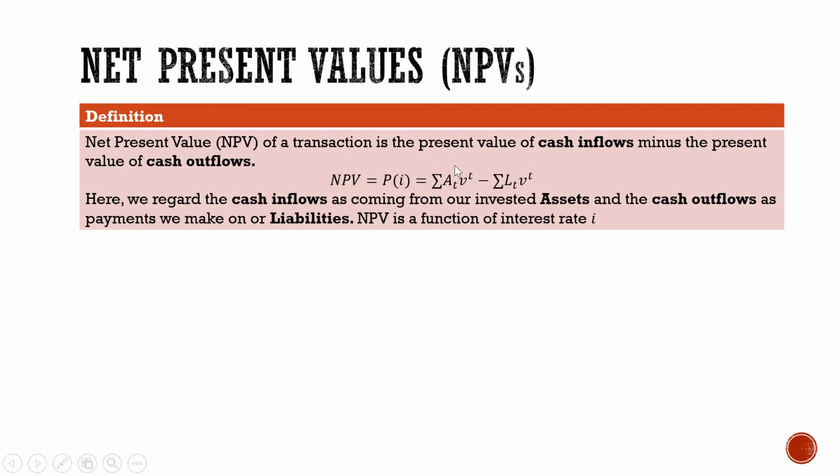And remember in the lesson we learned how to compute the present value. A_t is the money at time t. The present value we get by multiplying with v^t, and similarly for L_t. And because the present value is a function of v, and v is (1+i) to the negative 1, NPV is basically a function of i, and I notate it as P(i).